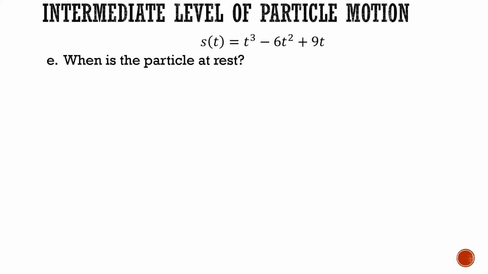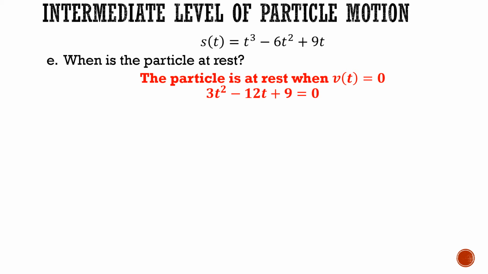This question asks, when is the particle at rest? In order to determine when the particle is at rest, we need to take our velocity and set it equal to 0. So our velocity formula was 3t squared minus 12t plus 9, and I'm going to set that equal to 0. Using basic algebra, I'm going to divide everything by 3 to get t squared minus 4t plus 3. Then I'm going to factor that to t minus 3 times t minus 1, and set that equal to 0.